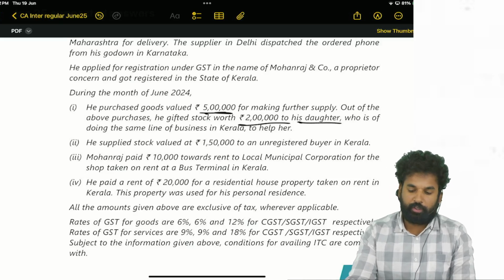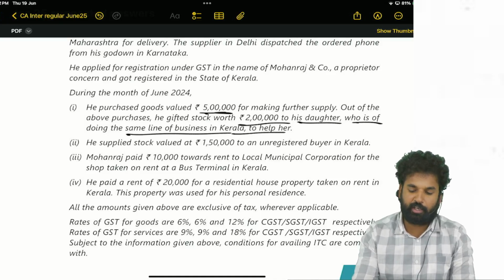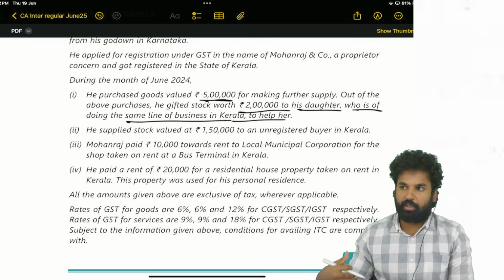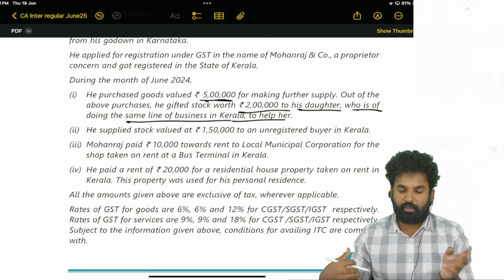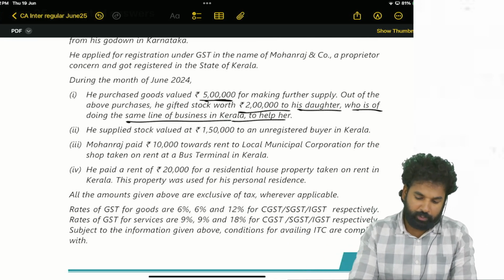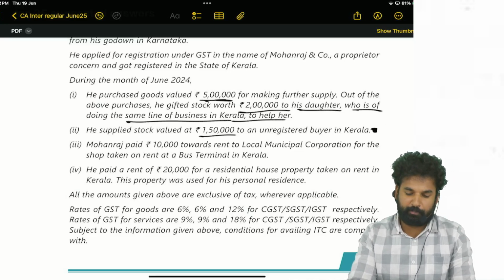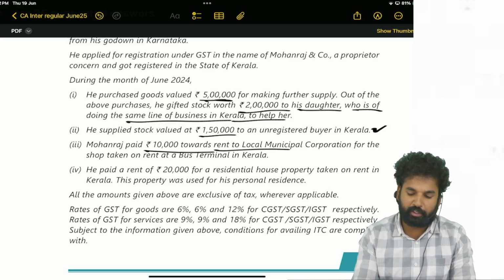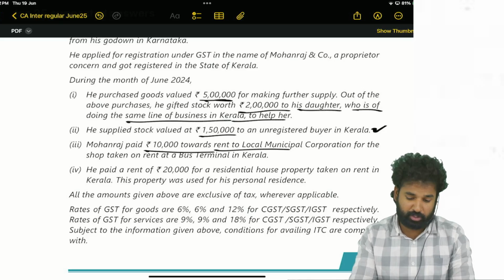Okay, gifted 2 lakhs worth of stock to help her, who is doing the same line of business in Kerala. Got this? So purchased 2 lakhs. Out of this, 2 lakhs is given as gift. He supplied stock value 1.5 lakhs to an unregistered buyer in Kerala. Correct.